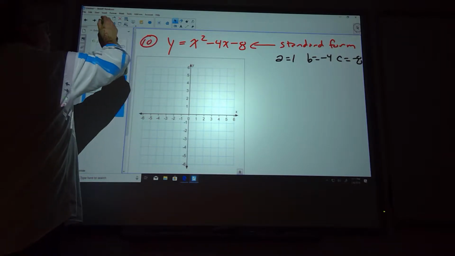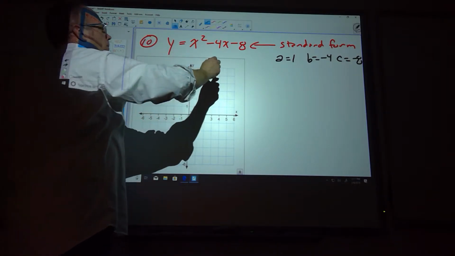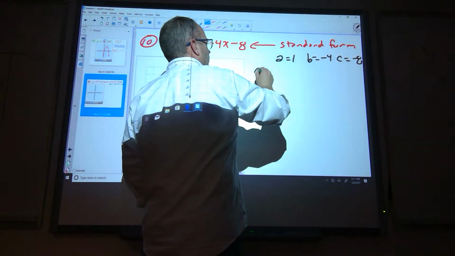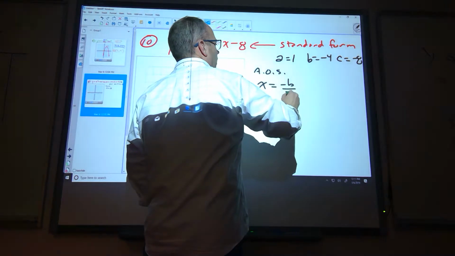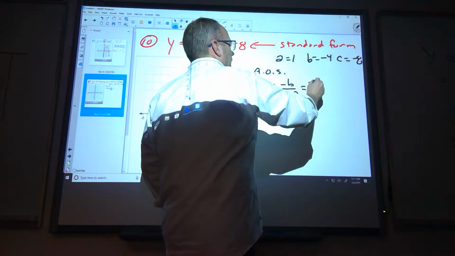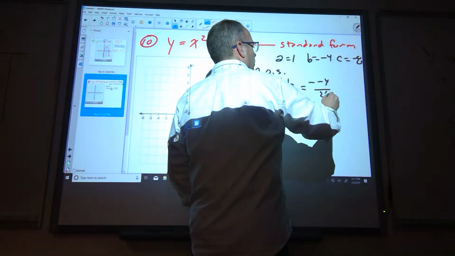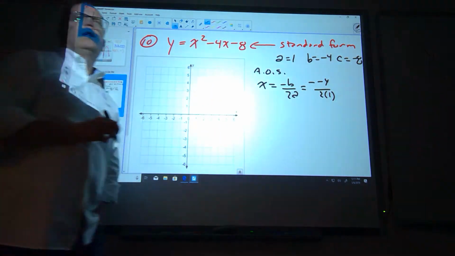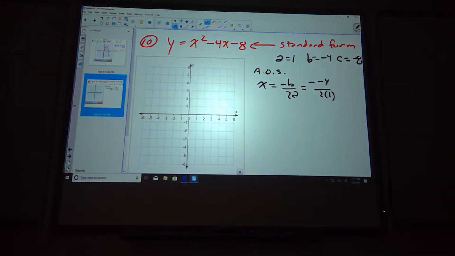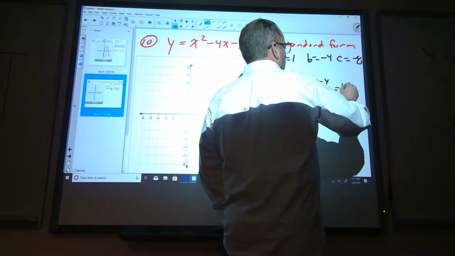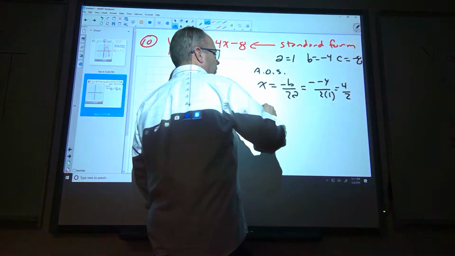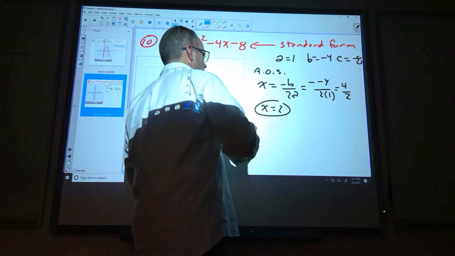Okay. So if it's in standard form, we can go ahead and get my axis of symmetry, which is x equals negative b over 2a. And so I get negative negative 4 over 2 times 1. Does that make sense? So everyone see why there's both negatives there? A negative with a repeating negative gives us a positive. So that's going to give me 4 over 2, which is going to reduce to x equals 2.